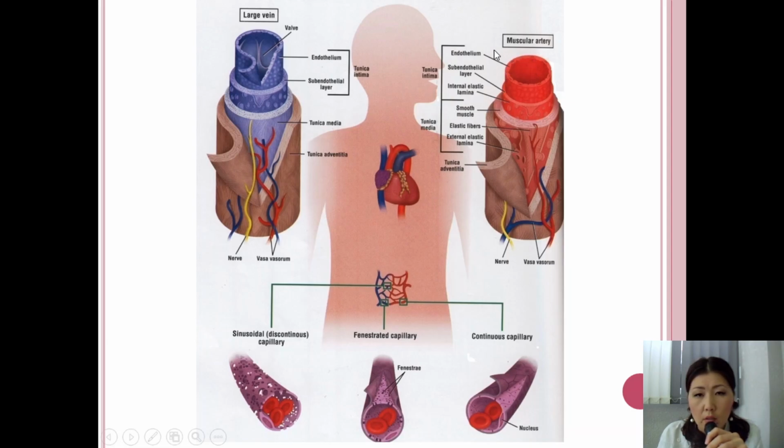And this is a muscular artery. This is the inner layer endothelium with the subendothelial layer and elastic lamina, internal elastic lamina, smooth muscle, elastic fibers, and external elastic lamina, and tunica adventitia. Here also we can see nerve and vasa vasorum. And three types of capillaries: sinusoidal capillary or discontinuous, fenestrated capillary and continuous capillary. We will discuss this in next slides.